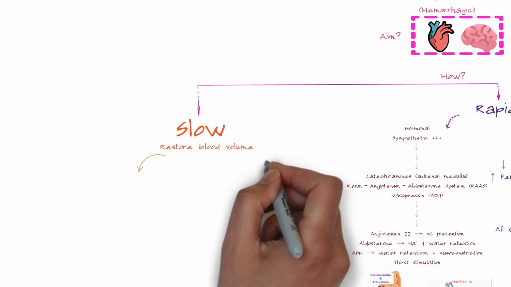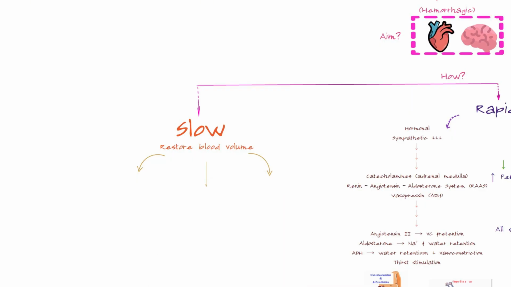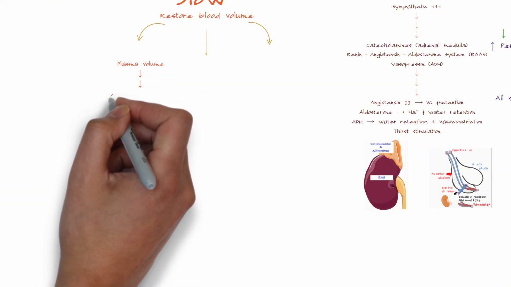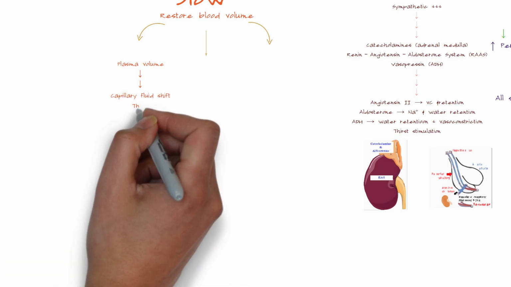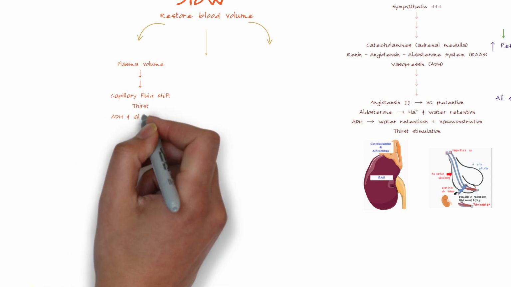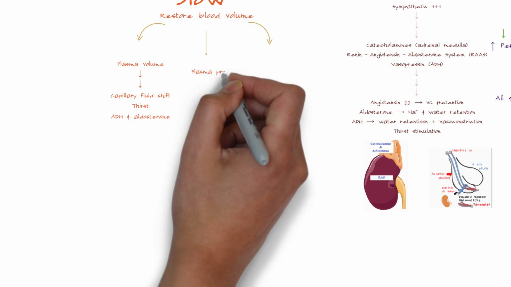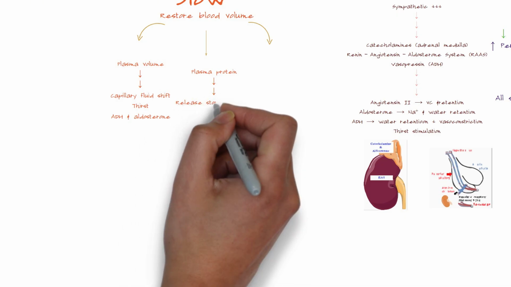And here the aim is to restore the blood volume, and we have plasma volume, plasma protein, and the RBCs. For the plasma volume, to restore the plasma volume, we have three mechanisms: either the fluid shift phenomena from the capillary, which depends on the hydrostatic pressures, the thirst sensation, or the hormones which act on the kidney, mainly the vasopressin and the aldosterone. For the plasma protein, here we mainly focus on the albumin because it is essential to maintain the oncotic pressure and keep the fluid inside the circulation.